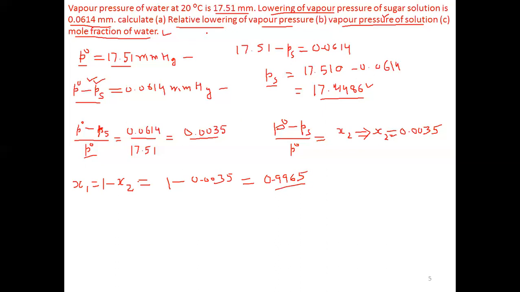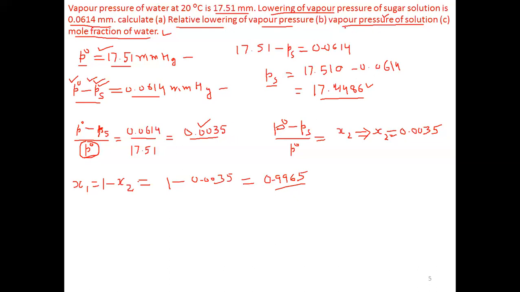So we had to calculate three things: relative lowering of vapor pressure, vapor pressure of solution, and mole fraction of water. Let us quickly revise what we were given. We were given the vapor pressure of pure water, 17.5. We were given lowering of vapor pressure, which is the vapor pressure of solvent minus vapor pressure of solution. So P naught minus Ps is equal to 0.0614 mmHg. We simply divide lowering of vapor pressure by vapor pressure of pure solvent to get relative lowering of vapor pressure, and the answer was 0.0035.